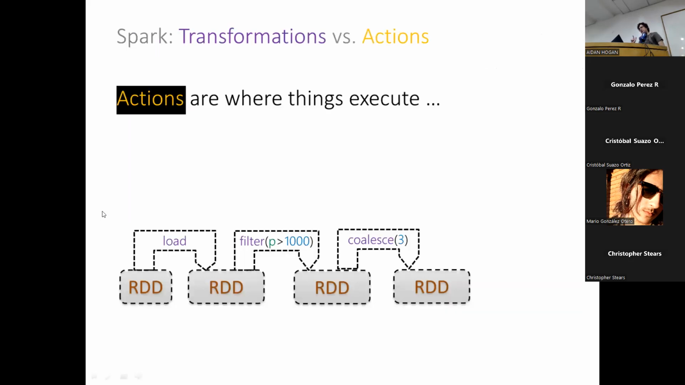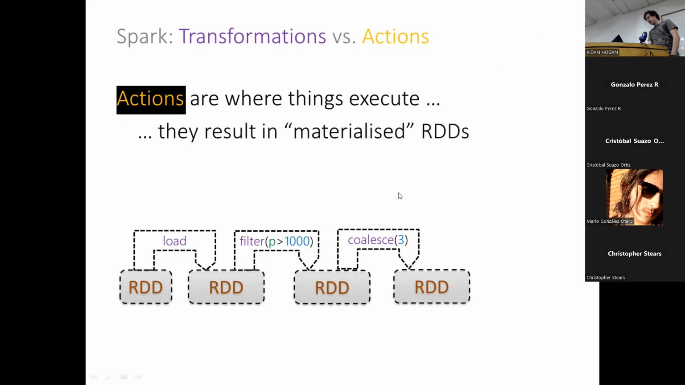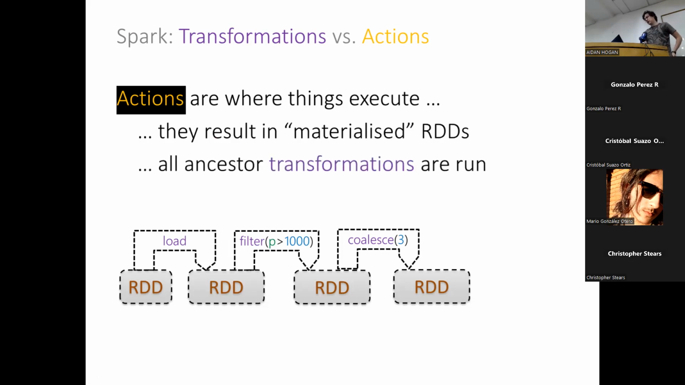So we've seen transformations. We've seen a lot of transformations, and there are more. Again, I'm not going to present all of the transformations, just the most common ones. We also have actions. So actions are where things execute. This is where Spark actually starts to do some work. Until now, we were not going to do anything, and then at the moment of calling an action, we're going to execute. So these result in real materialized RDDs that could be on the disk or in main memory. All ancestor transformations are run, all of the things that the action depends on.